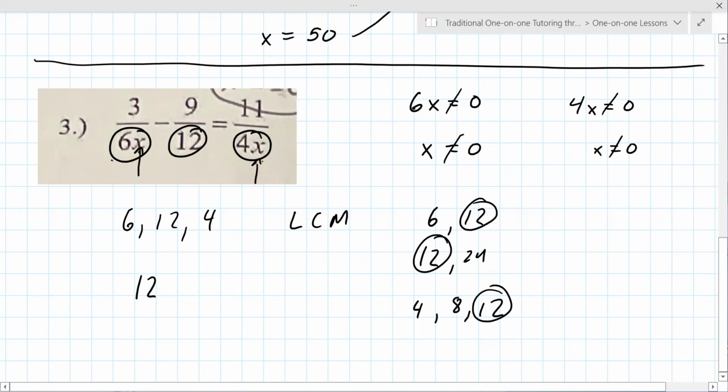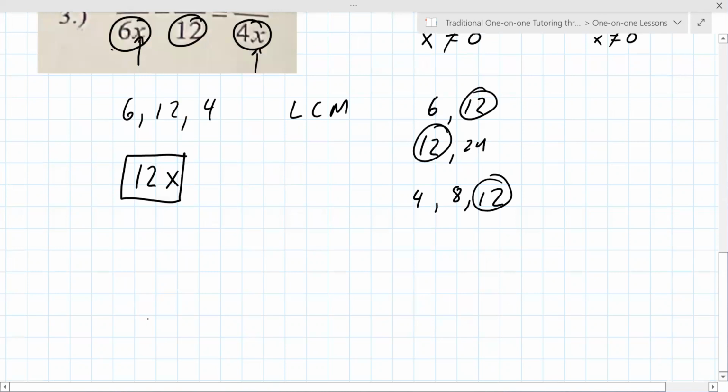So you choose the x with the highest exponent here. So it's going to be 12x. Okay, so keep that in mind, 12x. So I'm going to rewrite this here. 6x and a 3, and then a 12, and then a 9. And I'm going to put that negative up here in the top. That's generally a good thing to do. And then 11 over 4x.